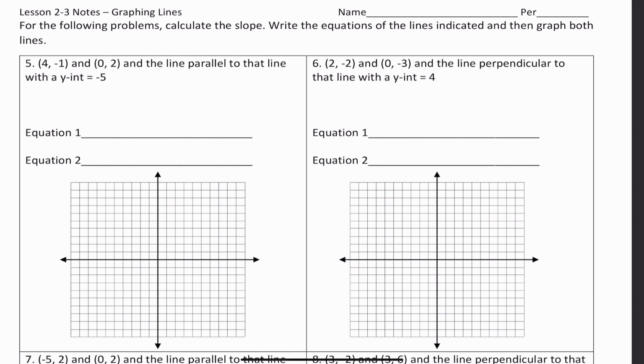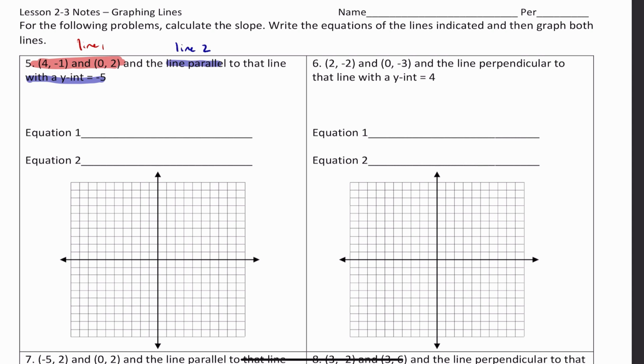Let's go ahead and take a look at this again, or what the question is stating. So we have these 2 points in line 1. So we'll call that line 1. And the line parallel to line 1 has a y-intercept of negative 5. So we'll call that line 2.